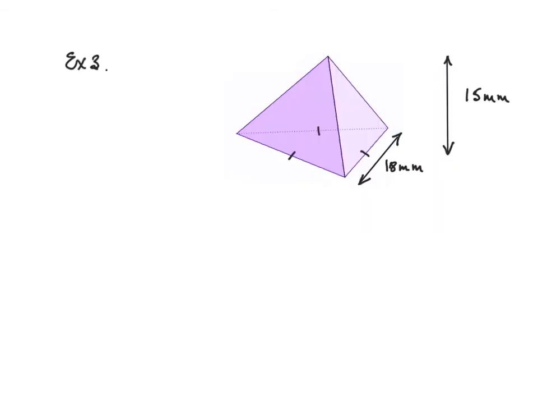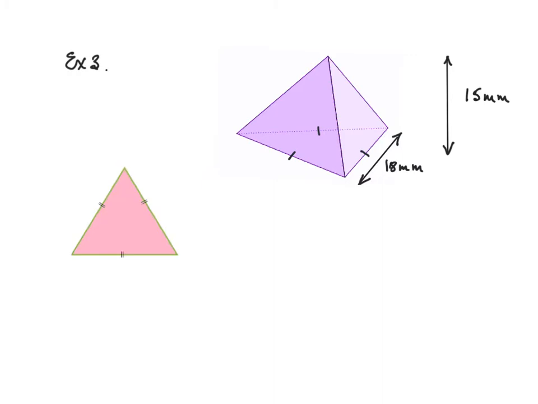This third and last example shows a pyramid with a triangular base. So we've had a square base, we've had a pentagonal base, and now we have a triangular based pyramid. This is not any old triangle, this is an equilateral triangle. So we have 1, 2, 3 sides all the same. Now we're given the height of the pyramid, we're also given the length of the edge of the base, but we're not given the area of the base, so we're going to have to calculate that.